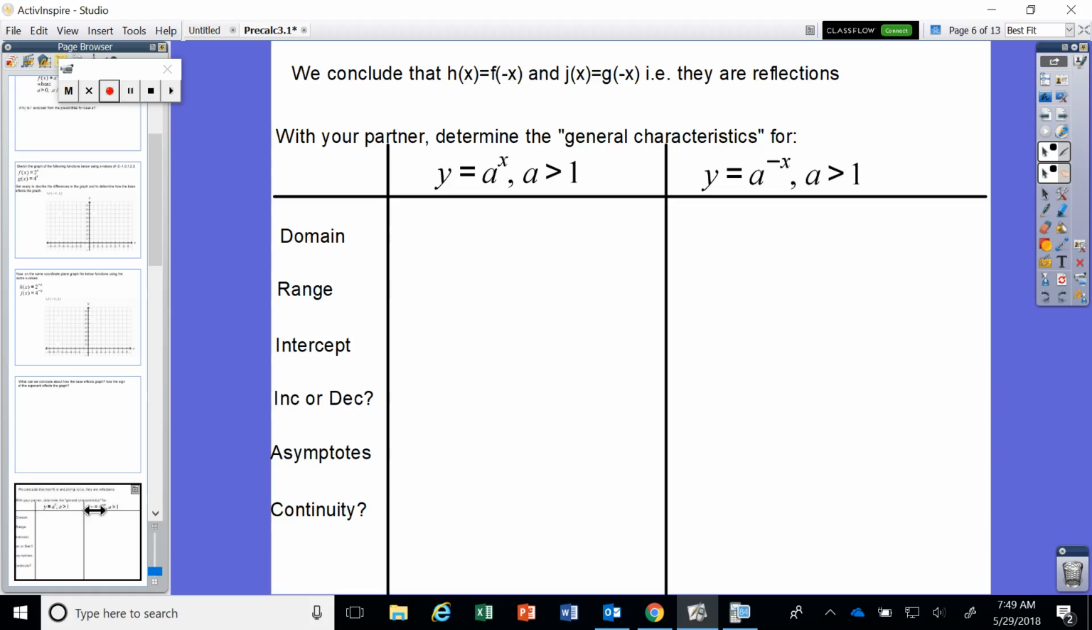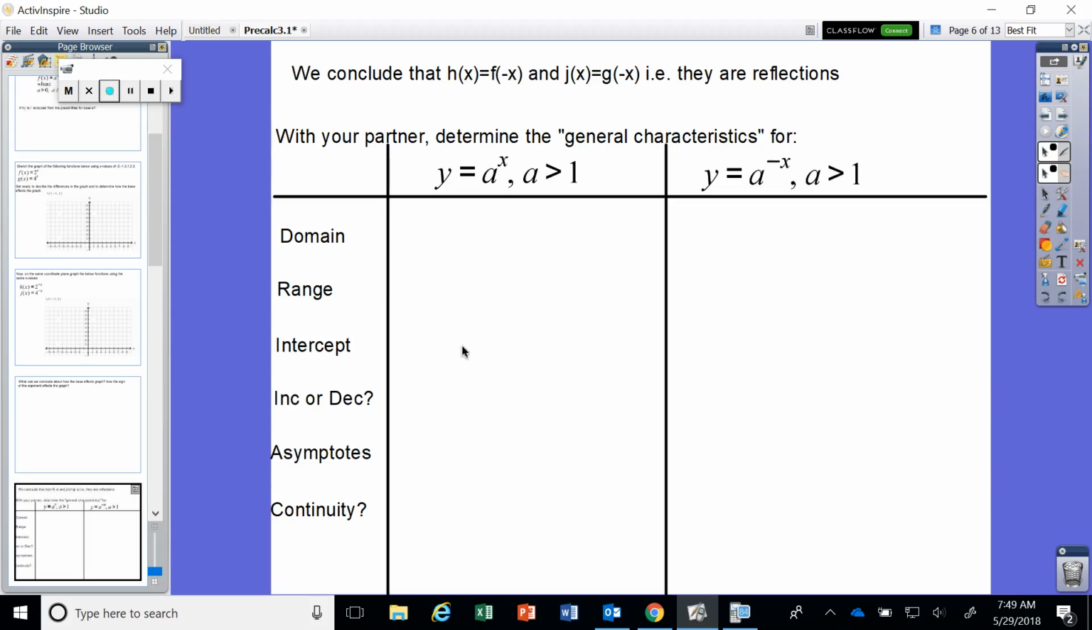And so now I want to talk about some more of the characteristics. What I challenge you to do right now, before you see this chart filled out, is pause the video and see if you can fill out these charts on your own: the domain, the range, the intercepts, the increasing or decreasing intervals, the asymptotes, and any continuity for a to the x and a to the negative x as well. Give these a shot on your own and see what you come up with.